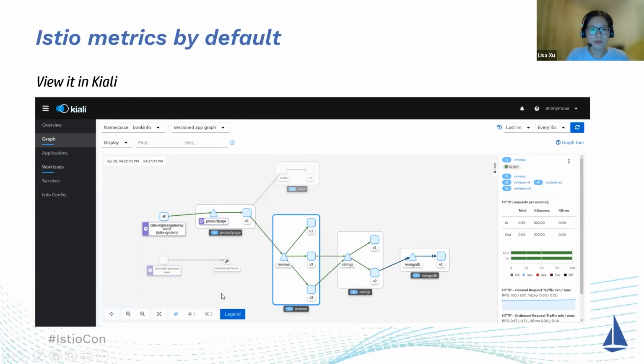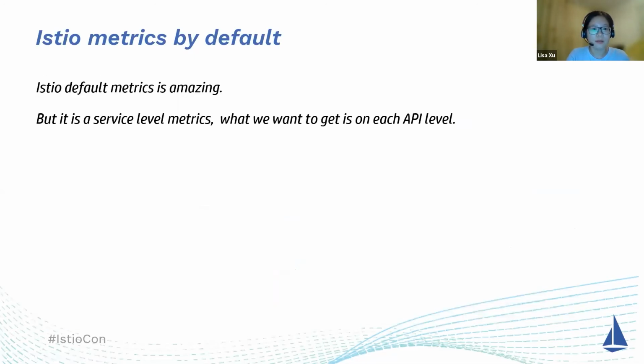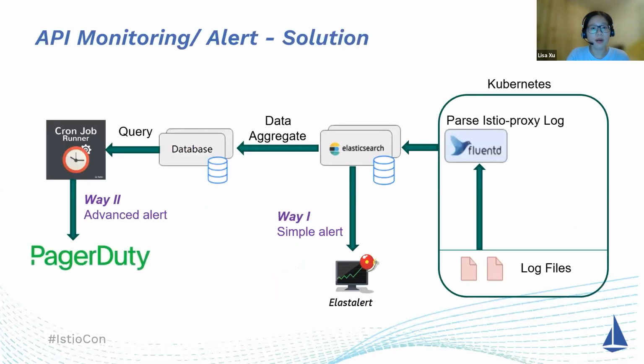So all of them provided by Istio by default is awesome. But still, as I mentioned, we want to do this kind of thing at the API level instead of the service level. So we have to come up with a solution by ourselves. So I will hand off to John, and he will give a detailed introduction regarding our solution.